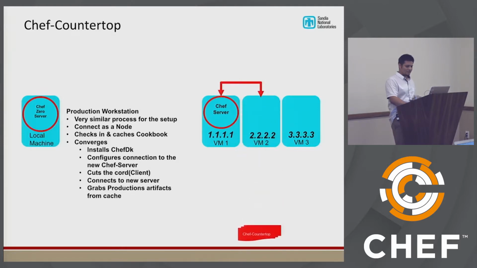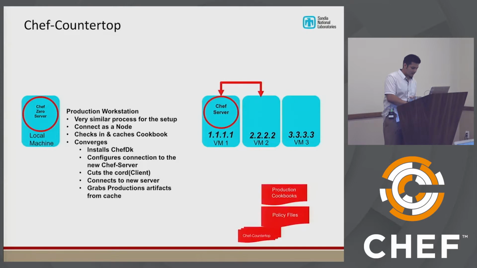And when it cached the Chef countertop cookbook, this may be a little hard to see, but inside that Chef countertop cookbook existed inside the files folder, as artifacts, the production cookbooks that are supposed to run on the nodes inside this organization, and also the policy files as well. I know policy files are a little newer. Is everybody familiar with policy files? I see. So I'll just explain it real fast.